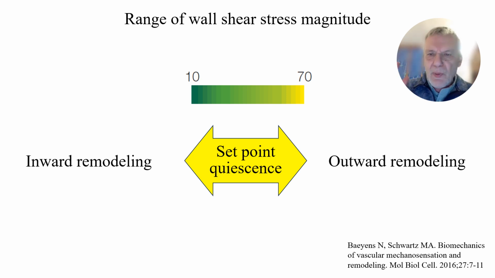If we go up, we start an outward remodeling of the vessel, like in the arteriovenous fistula of the upper limb in patients on hemodialysis. If we go down below this level, we have an inward remodeling.